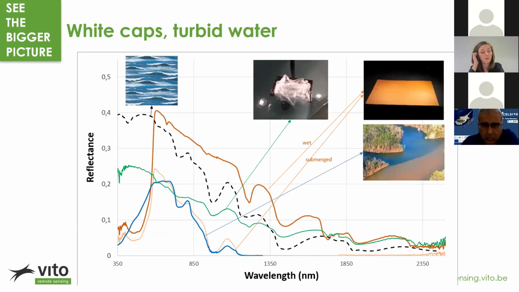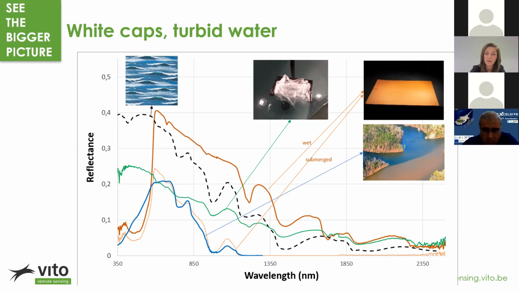Another difficulty, if you want to retrieve information about plastics, is that it's not only about discriminating different types of plastics, it's also discriminating plastics from the water itself, but also from white-capped surface features on the water. And this is a nice example explaining the difficulty. The black dotted line shows a modeled white-cap spectrum, and the green line shows a plastic bag. And immediately you can see how similar those two spectra are.